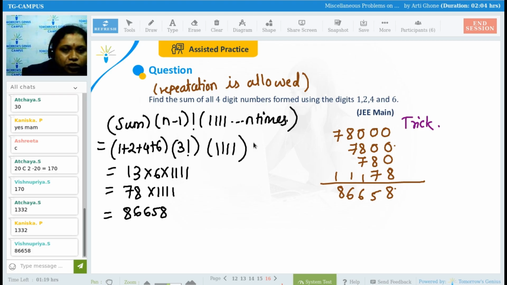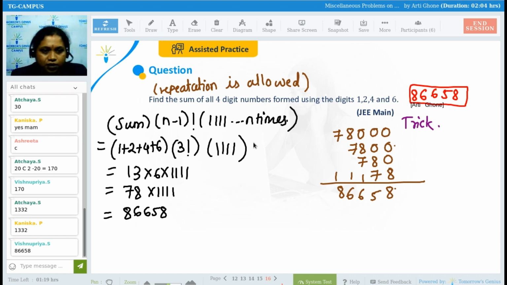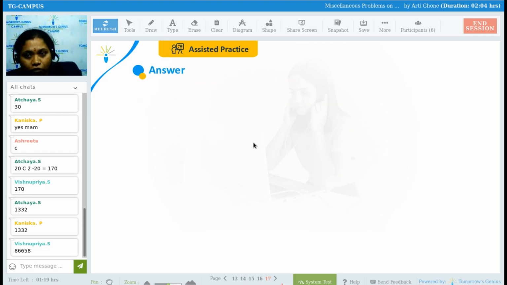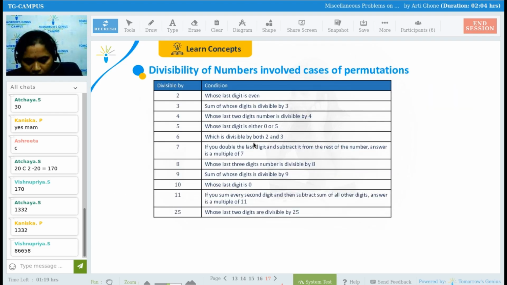So it's a numerical value question. If you put here in your paper 86658, then you will get a non-negative complete score. Clear? Okay. So that's a really beneficial thing for us.